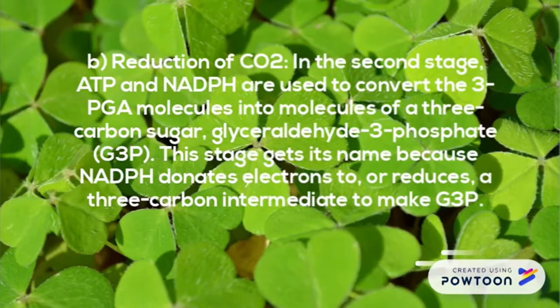Reduction of CO2. In the second stage, ATP and NADPH are used to convert the 3-PGA molecules into molecules of 3-carbon sugar. This stage got its name because NADPH donates electrons to, or reduces, a 3-carbon intermediate to make G3P.